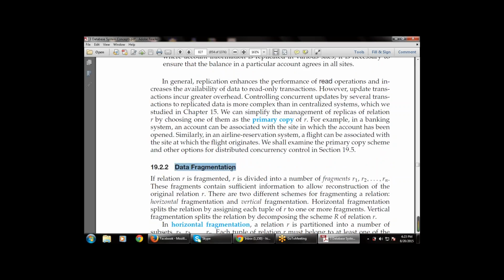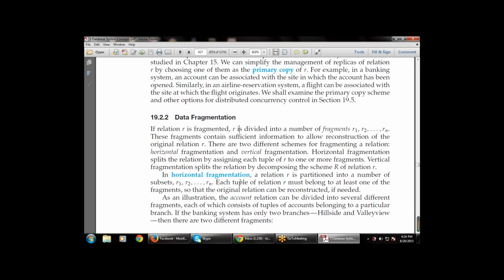Then data fragmentation, where the same data is divided into multiple fragments, and these fragments contain sufficient information to allow reconstruction of the original relation R. There are two different schemas for fragmenting a relation: horizontal fragmentation and vertical fragmentation. Horizontal fragmentation splits the relation by assigning each tuple of R to one or more fragments. Vertical fragmentation splits the relation by decomposing the schema of relation R. In horizontal fragmentation, relation R is partitioned into a number of subsets.